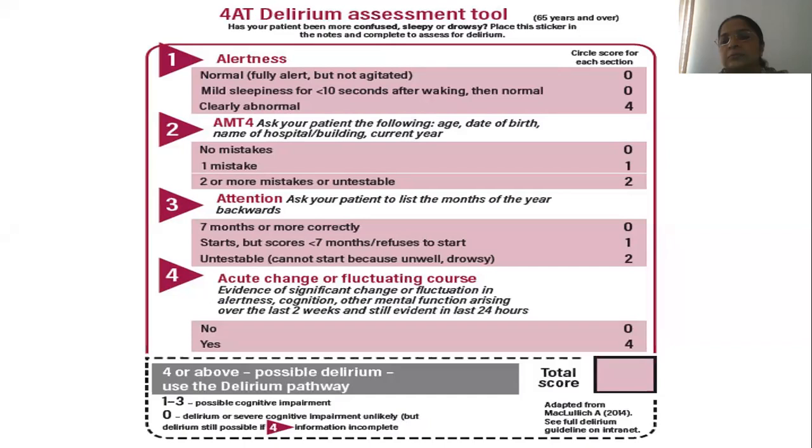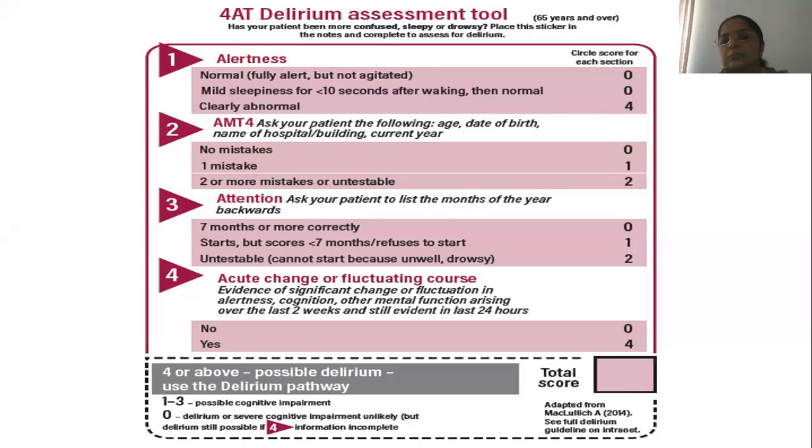Okay, so 7 months or more correctly 0, starts but scores less than 7 months 1, refuses to start is 1, untestable is 2, and then acute changes or fluctuating course. Evidence of significant change or fluctuation in alertness, cognition, other mental function arising over the last 2 weeks, and still evident in the last 24 hours.